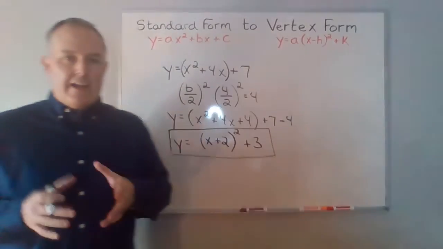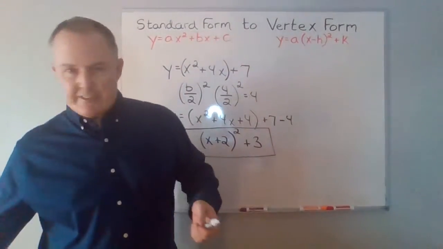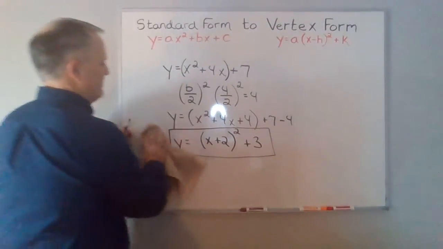All right. Now, what happens if we have a number out in front of the x squared? There's an additional step for that. So let's do one of those problems.